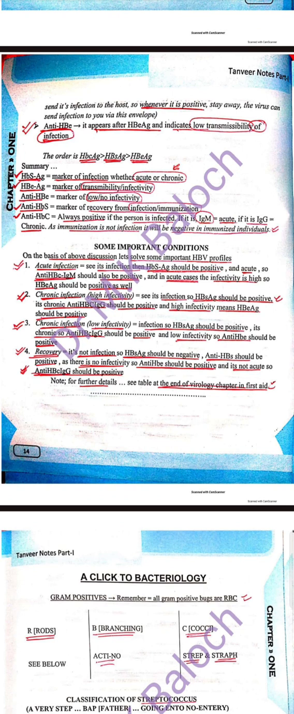Chronic infection, low infectivity: as infection is present, HBs antigen is positive, and it is chronic, so anti-HBc IgG should be positive, and for low infectivity, anti-HBe should be positive for low transmissibility. अगर हाई इन्फेक्टिविटी है तो एंटीजन पॉजिटिव HBe एंटीजन, एंड लो इन्फेक्टिविटी है तो एंटीबॉडी HBe एंटीबॉडी पॉजिटिव.